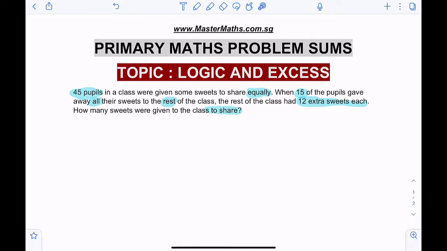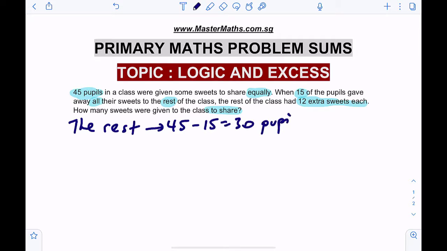Now, out of these 45 pupils, 15 of them decided to give their sweets to the rest of the class, which means that the rest of the class will be 45 take away 15, and that will be 30 pupils. And these 30 pupils all had an extra 12 sweets each. So where did these sweets come from? It came from the 15 pupils who gave away their sweets.